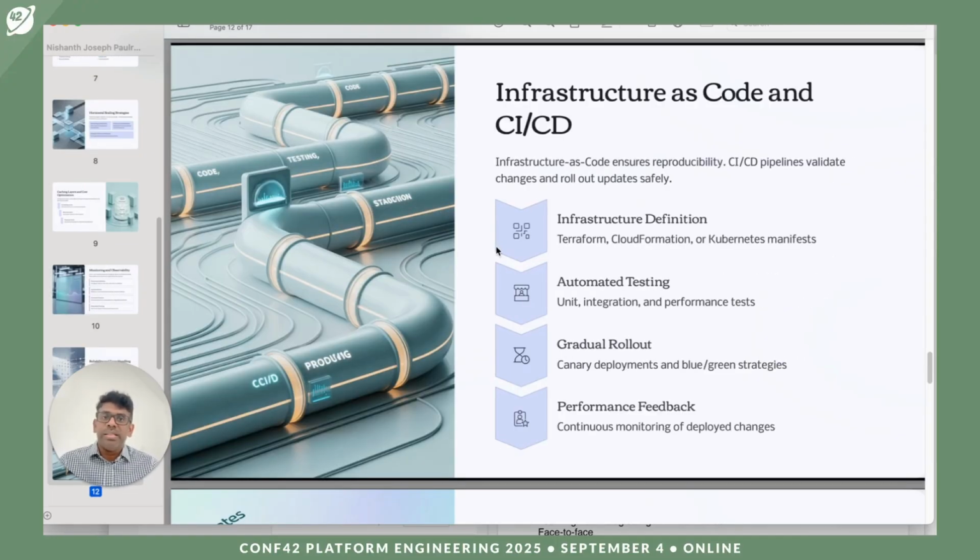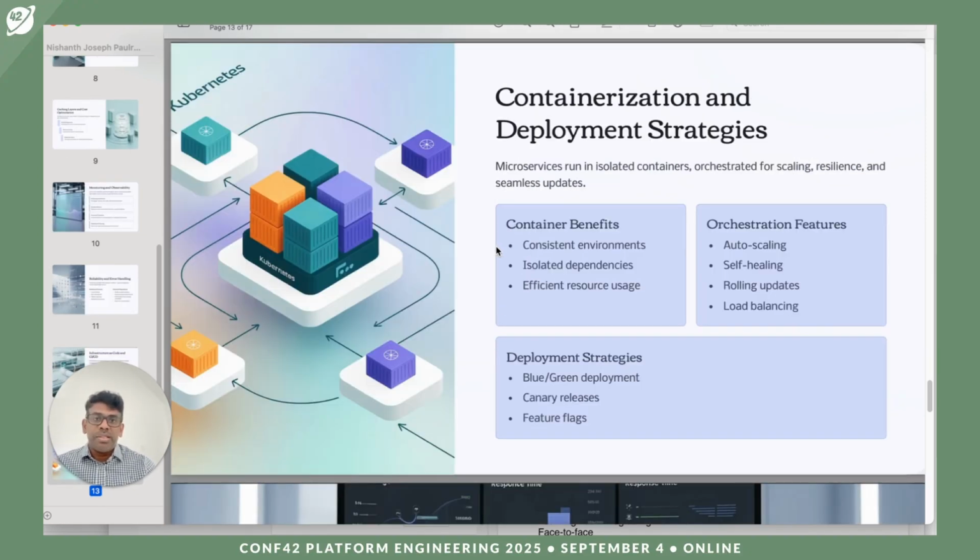Infrastructure as code and CI/CD. This is a common technique used in software engineering. So infrastructure as code ensures reproducibility. CI/CD pipelines validate changes and roll out updates safely. Infrastructure definition, like Terraform, CloudFormation, Kubernetes manifest, automated testing. We can embed automated tests in the code to make sure that's happening along with the CI/CD pipeline runs. Gradual rollout, canary deployments and blue-green strategies, performance fallback, continuous monitoring of the deployed changes.